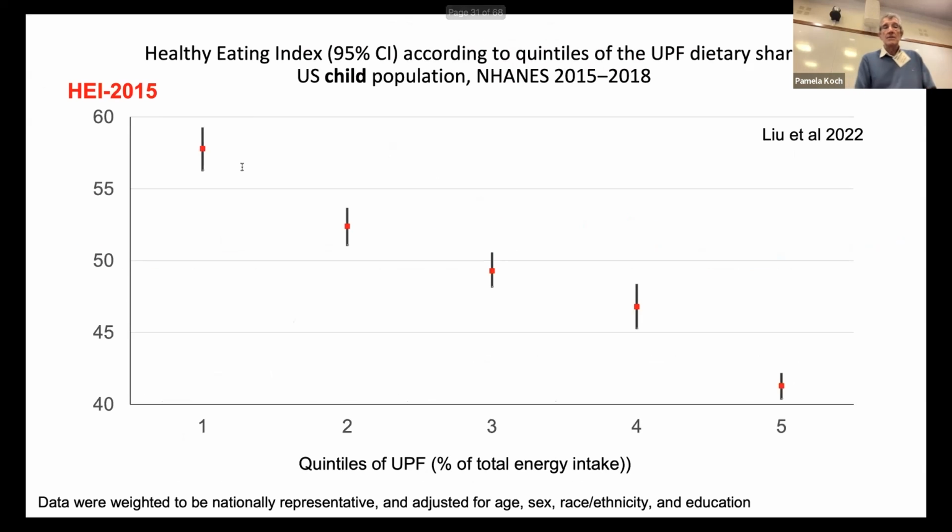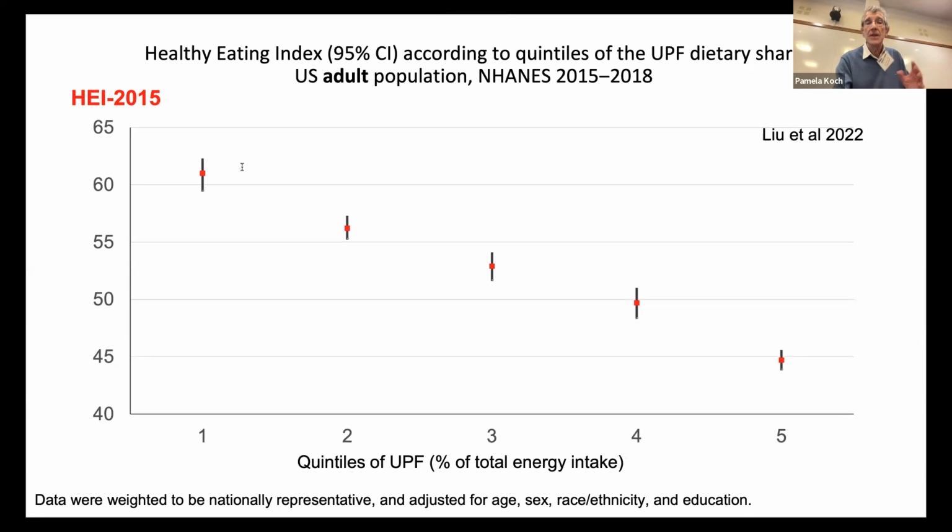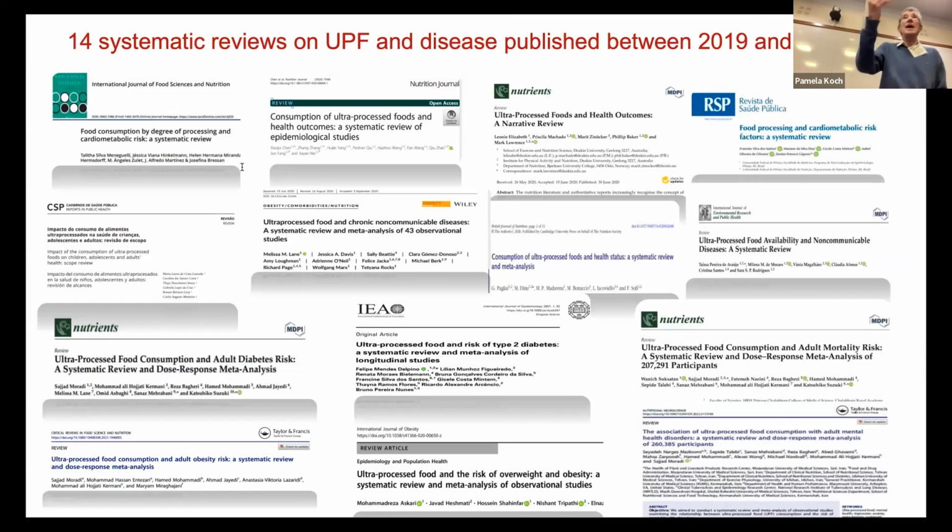So look at this, if you go from the first quintile to the upper quintile, the Healthy Eating Index for adults goes from about 58 to 42. So it's a big difference. The same thing for children. So by taking all the studies into consideration, it looks very clear that more ultra-processed food means the diet quality is worse. But what about the effect on disease?